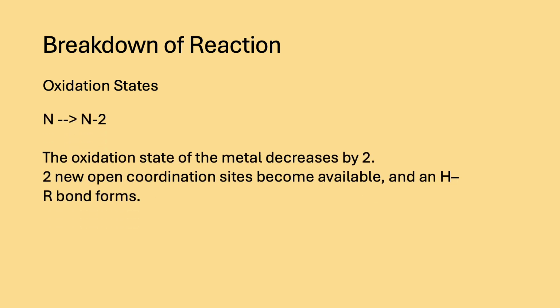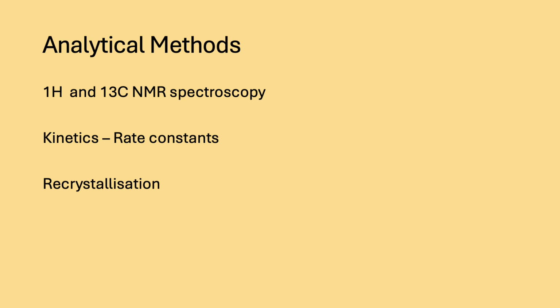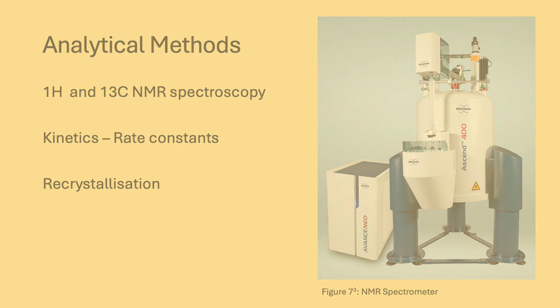On the whole, the oxidation state of the metal decreases by 2. Two new open coordination sites become available, and so a hydrogen-R bond forms. The reaction was analysed by looking at the data collected from proton and carbon NMR spectroscopy and the rate constants. The more significant data was the rate constants, as they allowed a direct comparison between the different complexes, allowing a trend to be concluded. Additionally, it should be mentioned that recrystallization was needed to form the main reactant. When prepared, a blue impurity could only be removed by recrystallization.